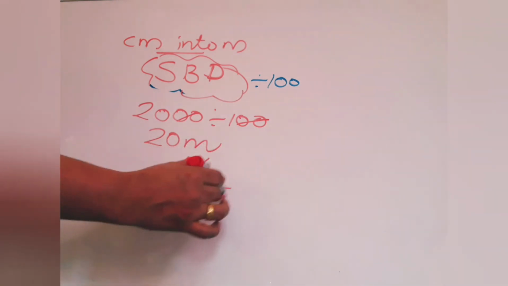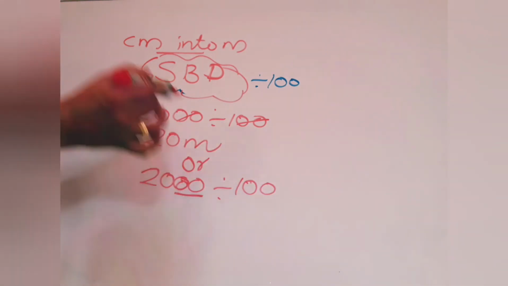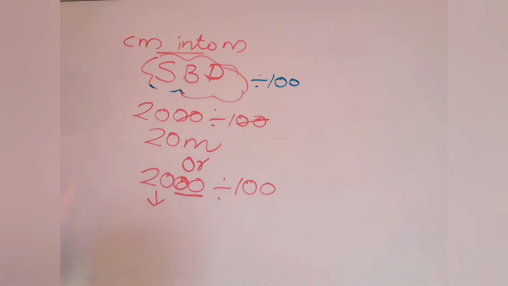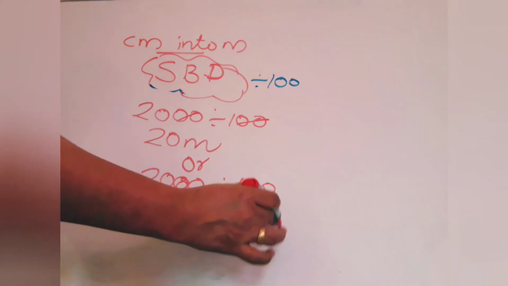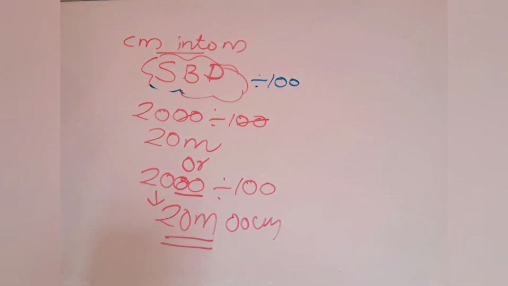So I am only telling you, use the same rule for all, underline the zeros. What did you not underline? 20. 20 meter 0 centimeter means the answer is only 20 meter.